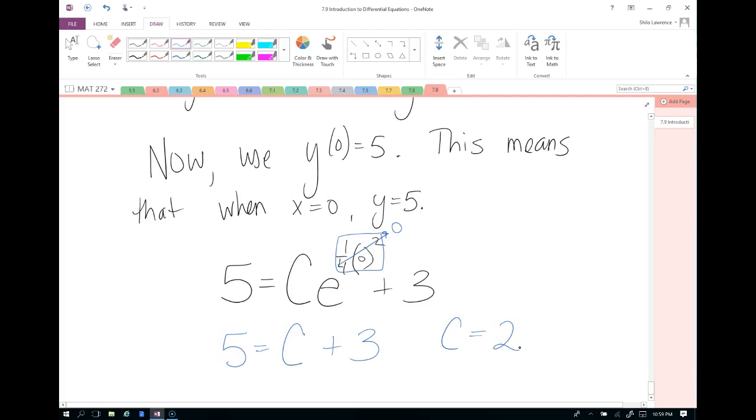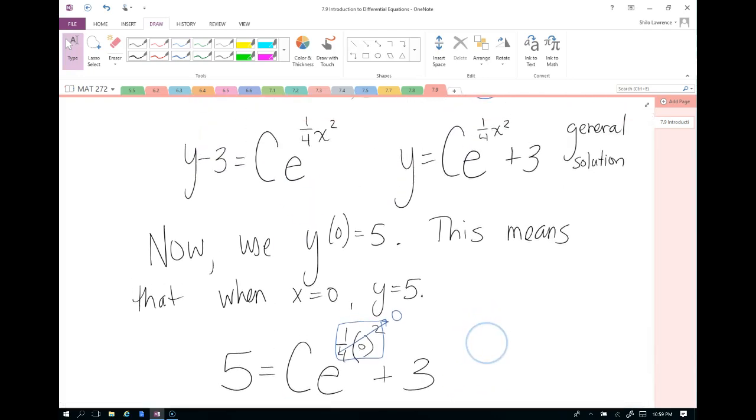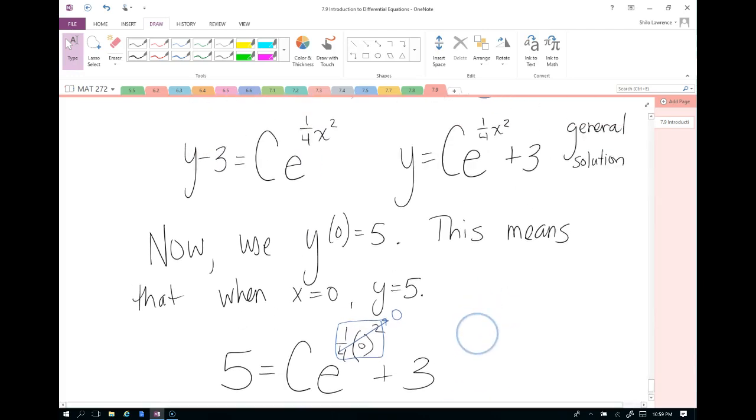Now that is not our answer. We don't circle c equals 2. For our particular solution, we go back to our general solution and replace the c with 2. So our particular solution is going to be y equals 2e to the 1/4 x squared plus 3.